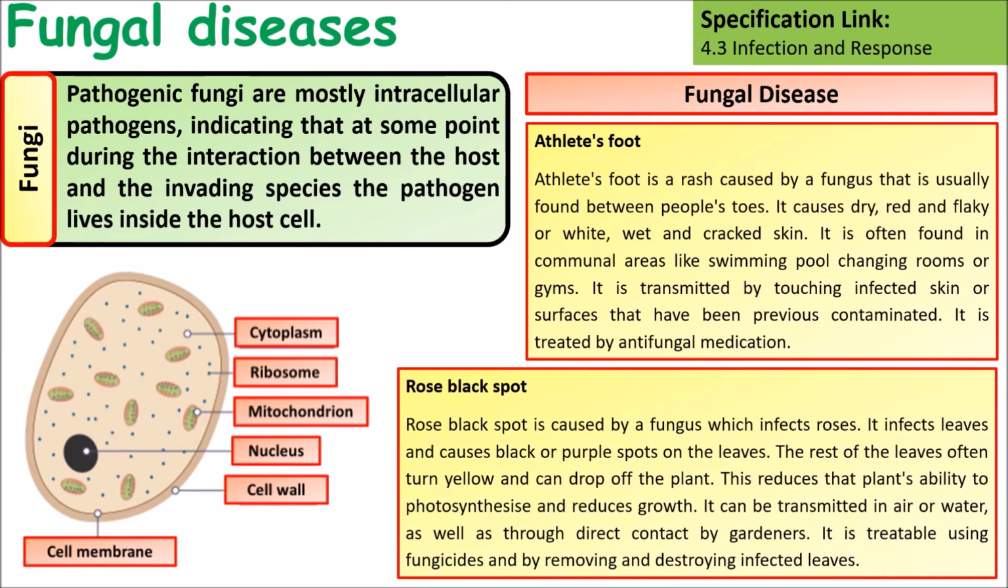Rose black spot is a fungal disease that affects plants. Rose black spot is caused by a fungus which infects roses. It infects the leaves and causes black or purplish spots. The rest of the leaves often turn yellow and can drop off, so this reduces the plant's ability to photosynthesize.